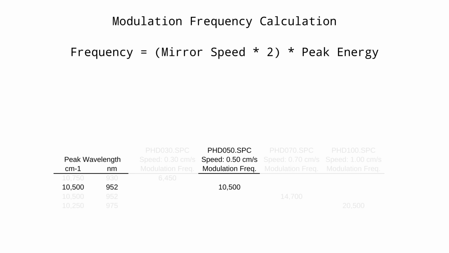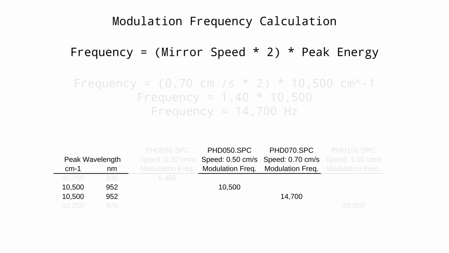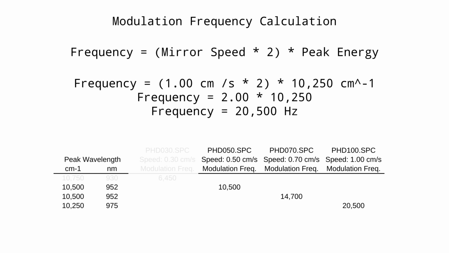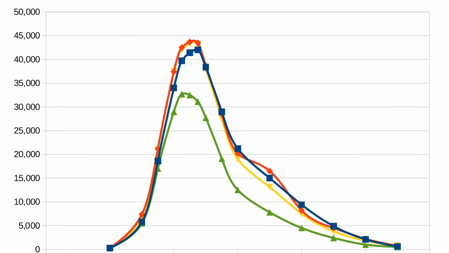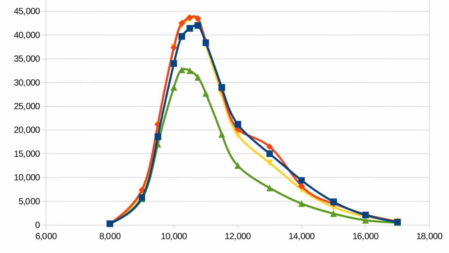So if we move the mirror faster, like 0.7, that's now 14,700 hertz, and we move it even faster at 1 centimeter per second, that comes out to 20,500 hertz. But we can see the trend here. And actually, even at 20 kilohertz, I think your total amount of energy has come down far enough that I wouldn't really want to use any signals faster than 20 kilohertz on that photodiode.